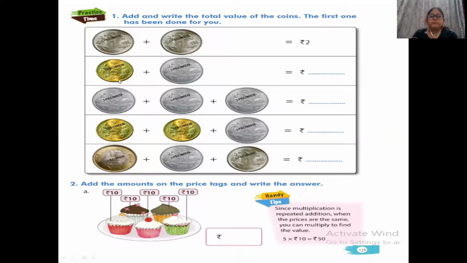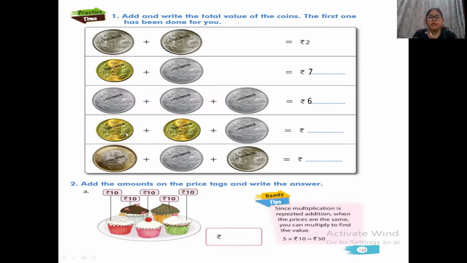Okay, so see, here the first coin is 5 rupees and the second coin is 2 rupees. So 5 plus 2 will be 7 rupees. Now moving to the next, see, 2 rupees, 2 rupees and 2 rupees. So 2 rupees plus 2 rupees will be 4. 4 plus 2 rupees will be 6. So what will be the answer? It will be 6 rupees.